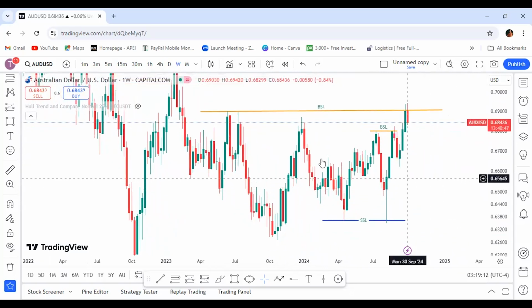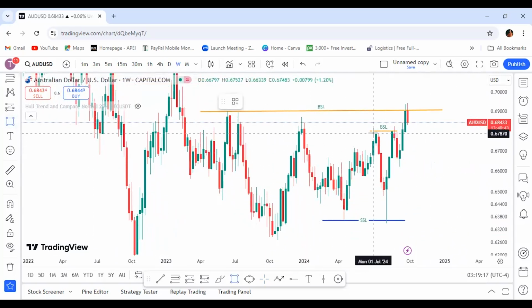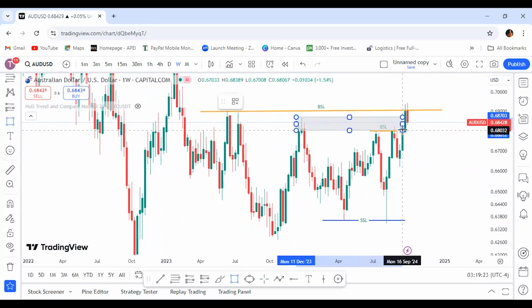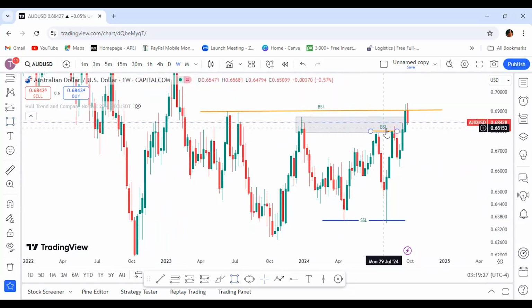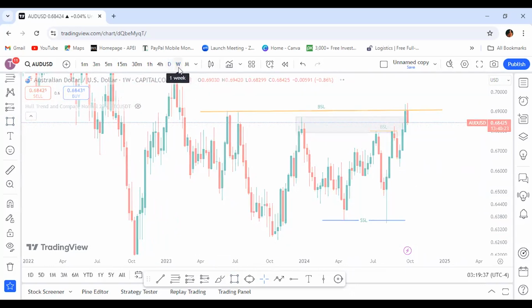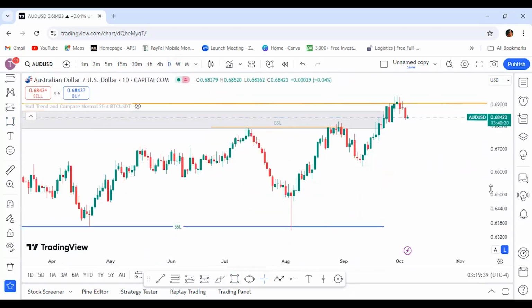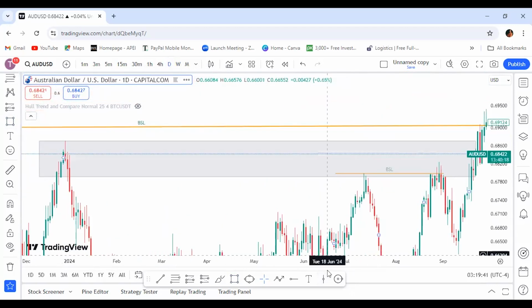If you look at this example here, the price has taken out these buy side liquidities. At the left, we have the price being in a key level. This is a bearish engulfing. Again, another bearish engulfing. But here, someone might say this bearish engulfing is tested. So let's look at it even from the daily time frame.